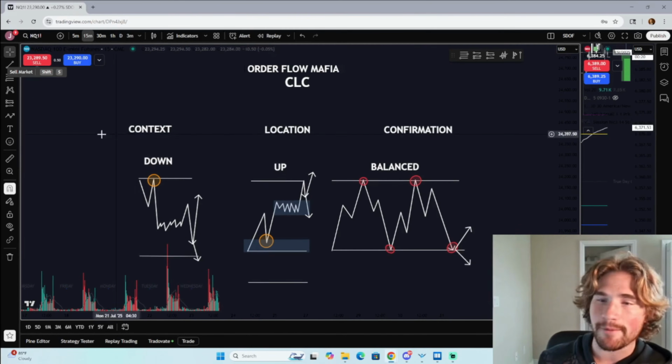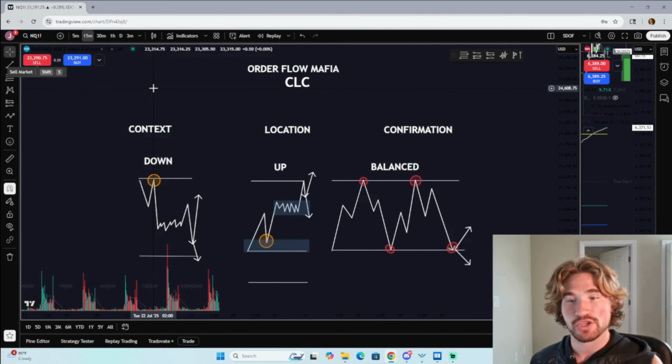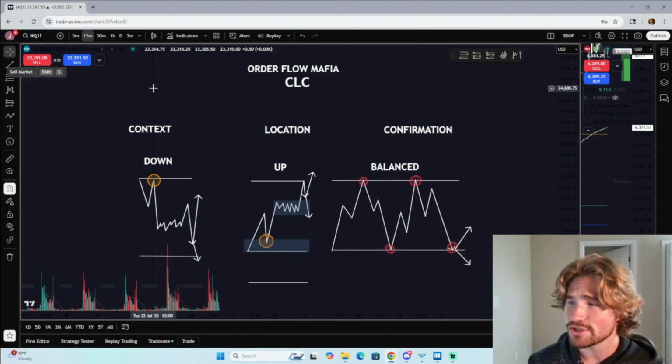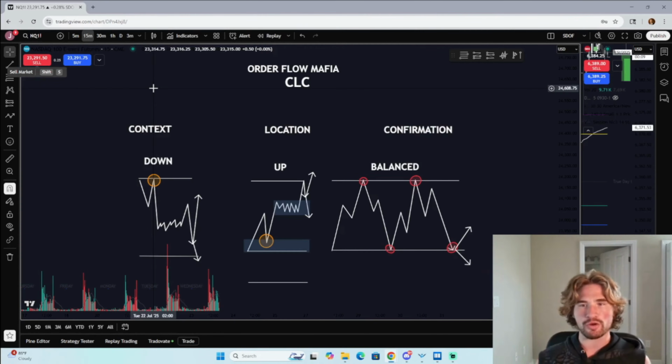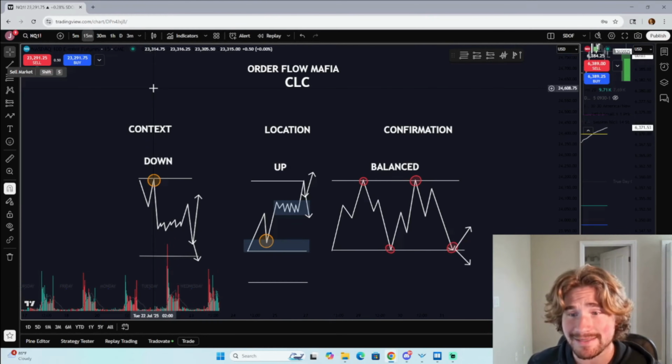So the first step is identifying the context. I'm going to run through these relatively quick, and then we can actually get on chart examples and I can show you step by step how I use these. So context, looking at the higher time frame. Are we in an uptrend? Are we in a downtrend, or are we in balanced conditions?